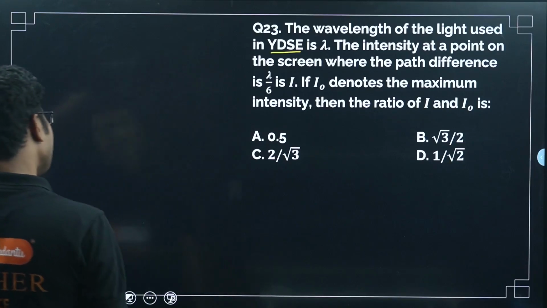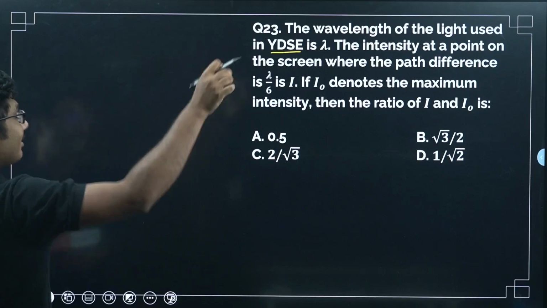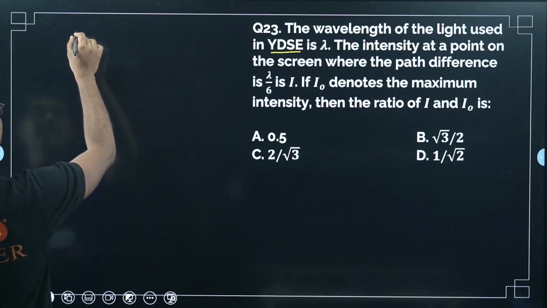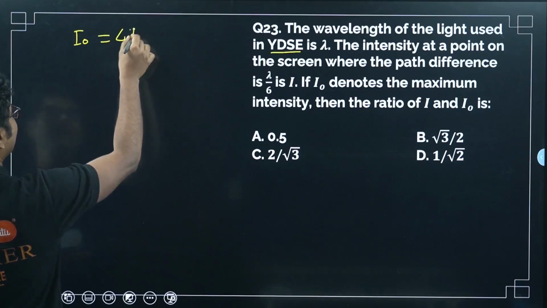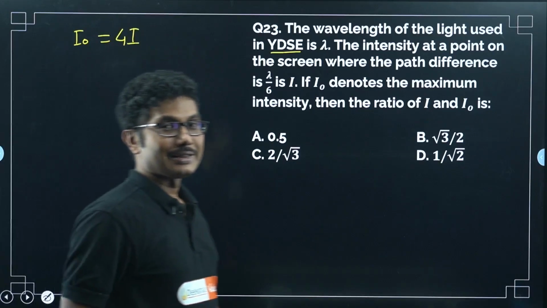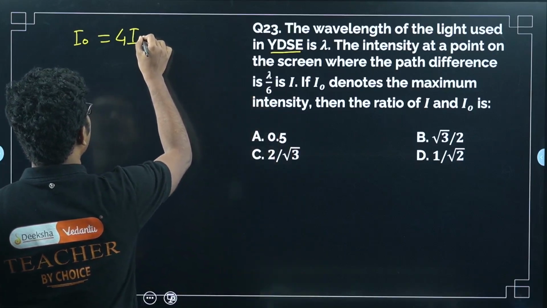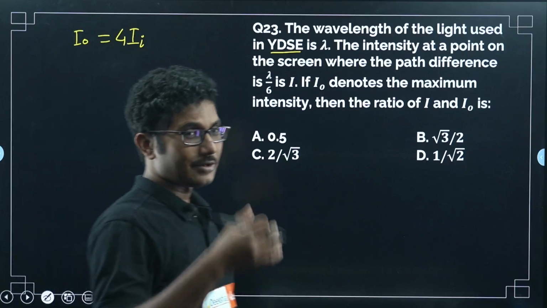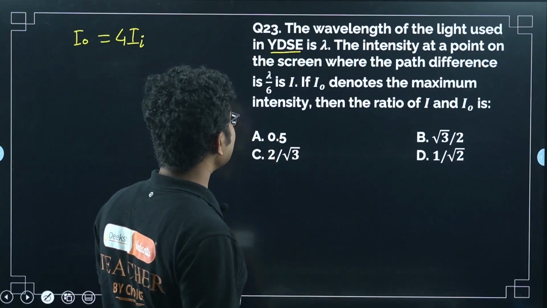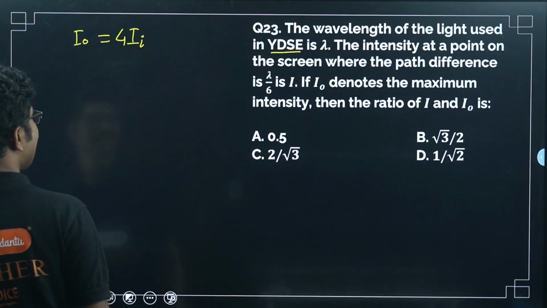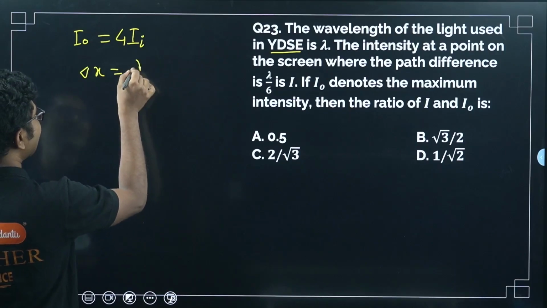We know that maximum intensity occurs at the central bright fringe. So at the central bright fringe, I naught equals 4I. Here I is the intensity of the incident light. So incident light, let me write this as I1. So the intensity of the incident light is I1, and they have asked what is the intensity when the path difference is lambda by 6.